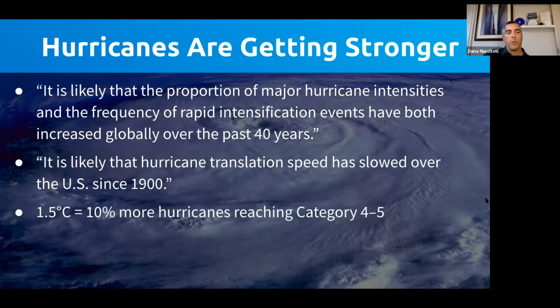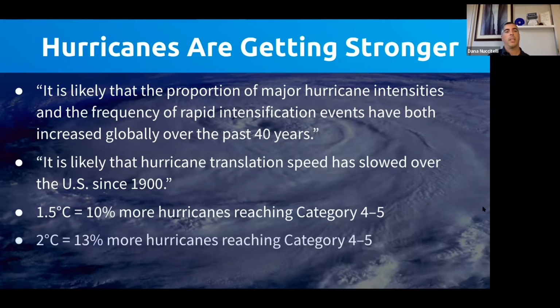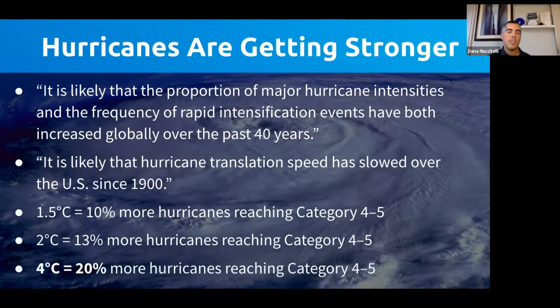So at 1.5 degrees Celsius, the IPCC estimates 10% more hurricanes will reach the strongest categories of 4 to 5. At 2 degrees, that becomes 13%, and at 4 degrees, that would become 20%. Which doesn't sound like too much more, but when you consider there's only 10 to 20 named storms every year, that's 1 or 2 more every year. It's like adding another bullet to your Russian roulette gun. You don't know where those hurricanes are going to go, where their tracks are going to go, but it adds the risk of them hitting a populated area and doing a lot of damage.